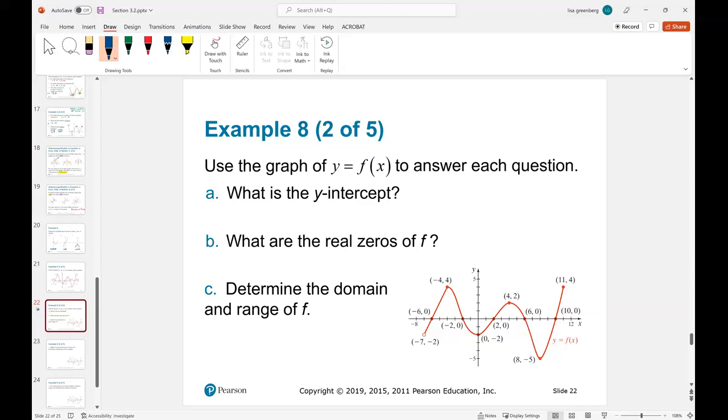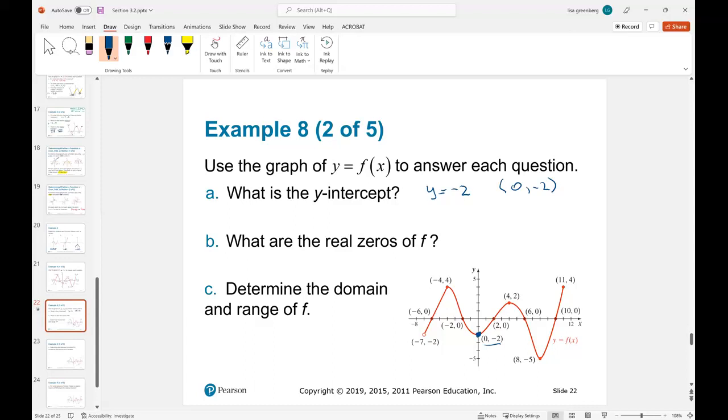Okay, so we're going to put it all together now. What is the y-intercept? Well, the y-intercept is right here where the graph crosses the y-axis and x equals 0, which we can see is true. So the y-intercept is y equals -2, or as an ordered pair, (0, -2).